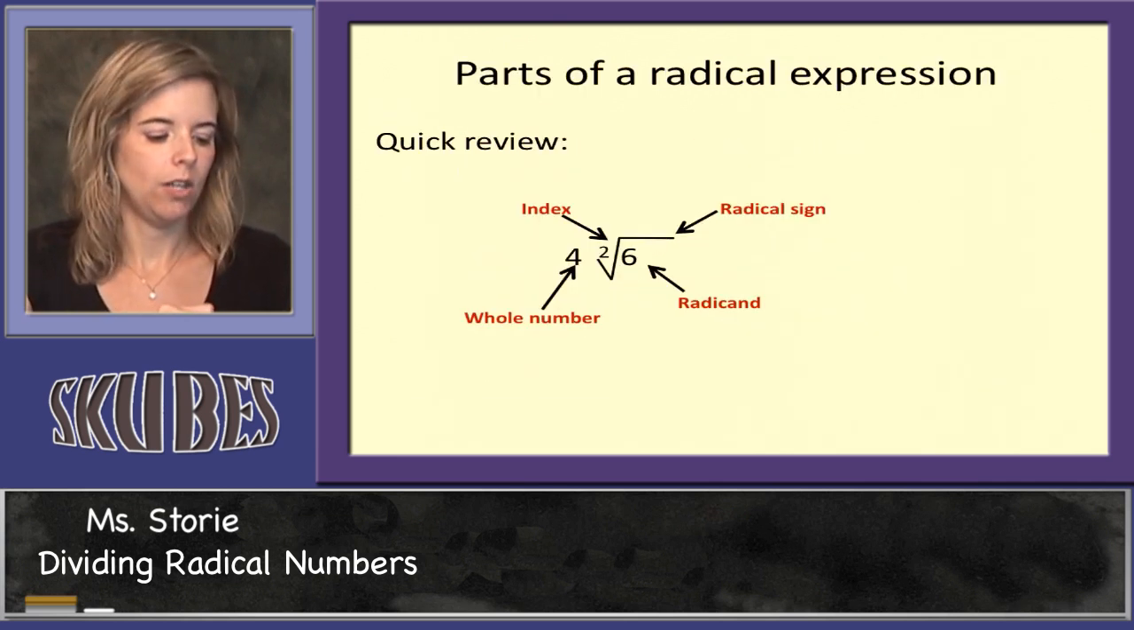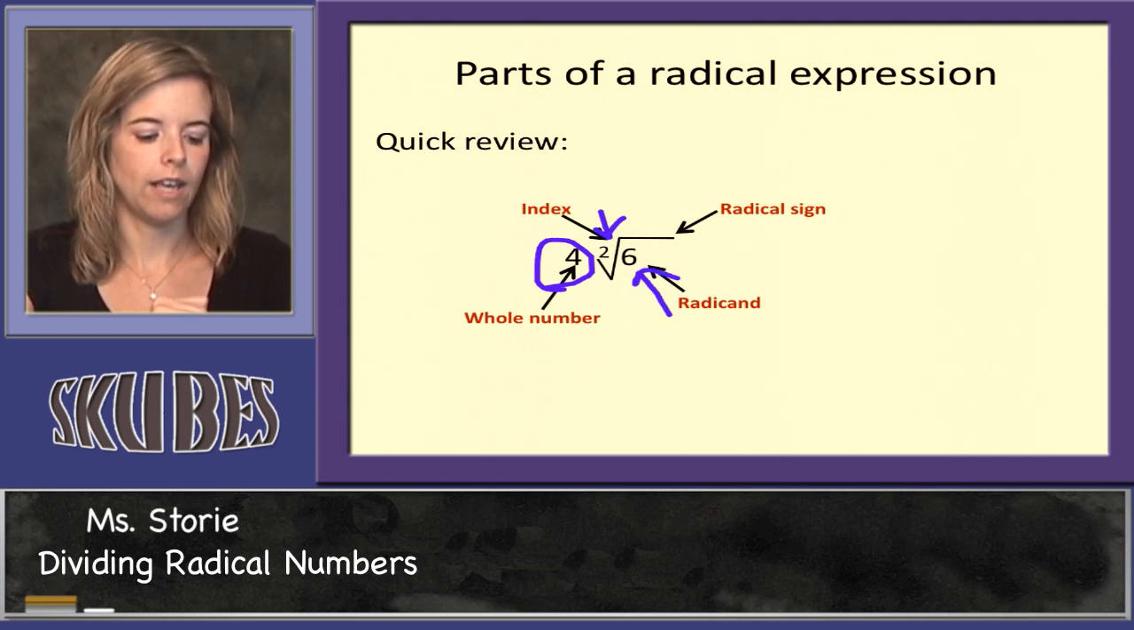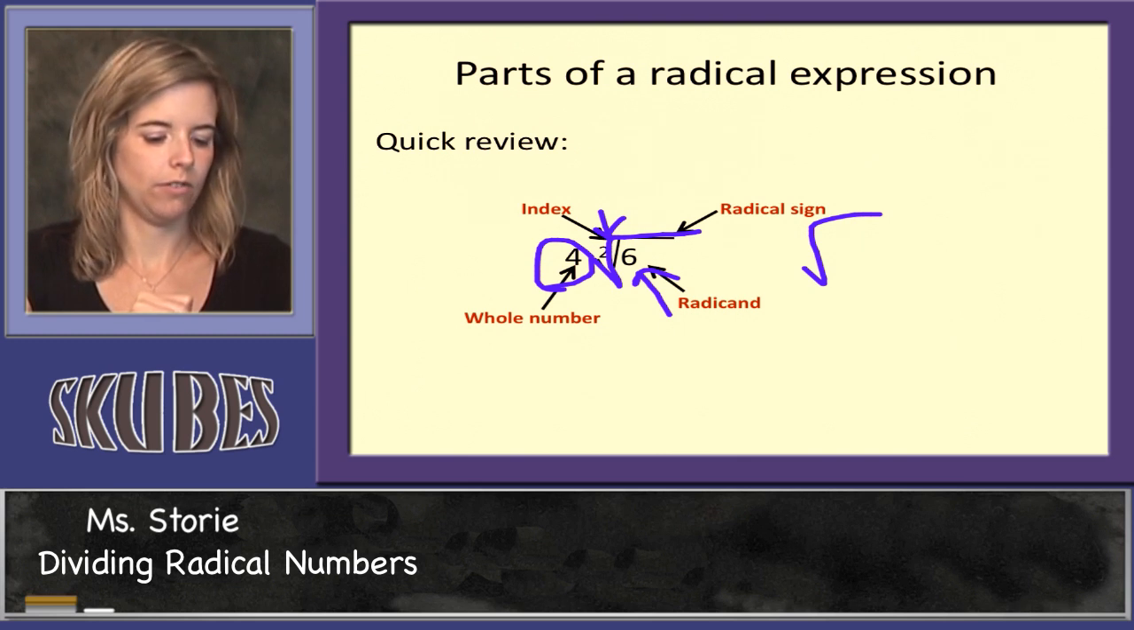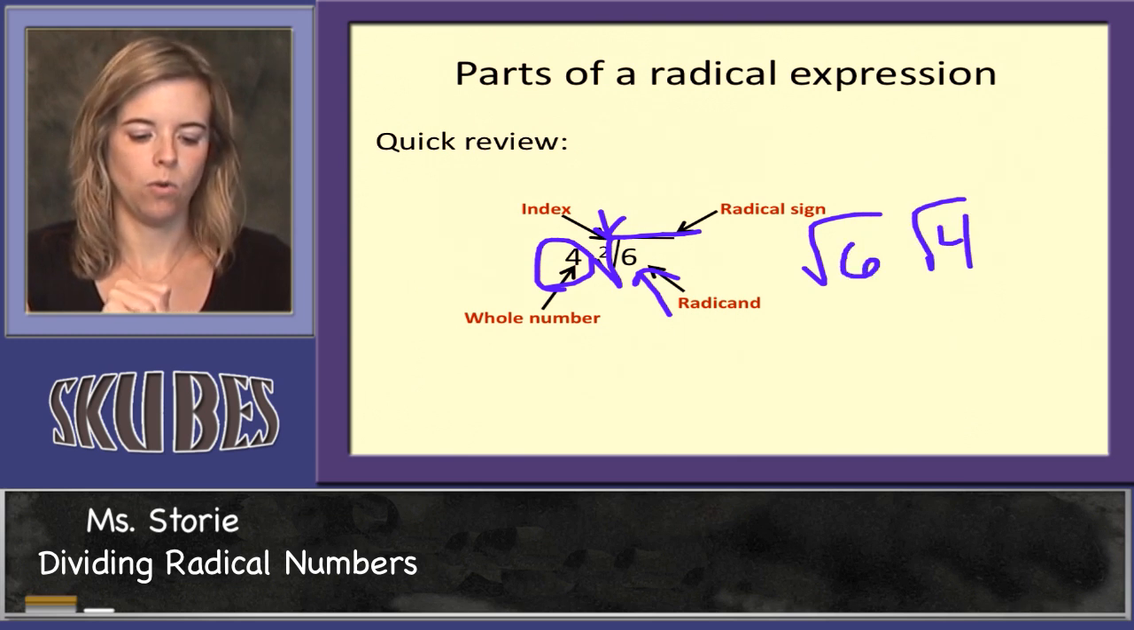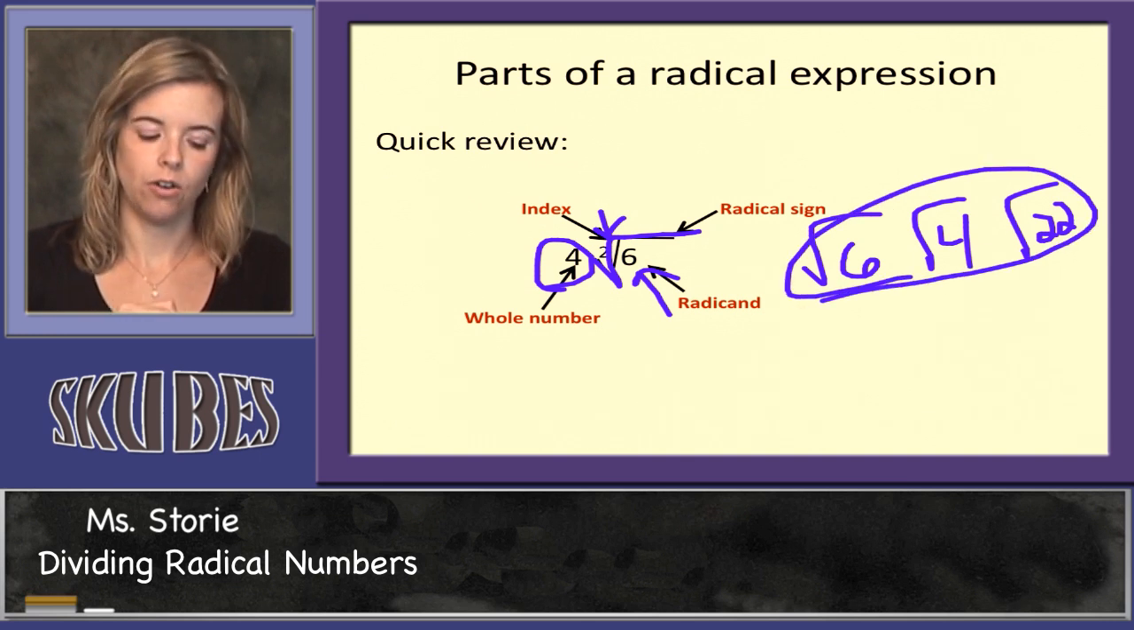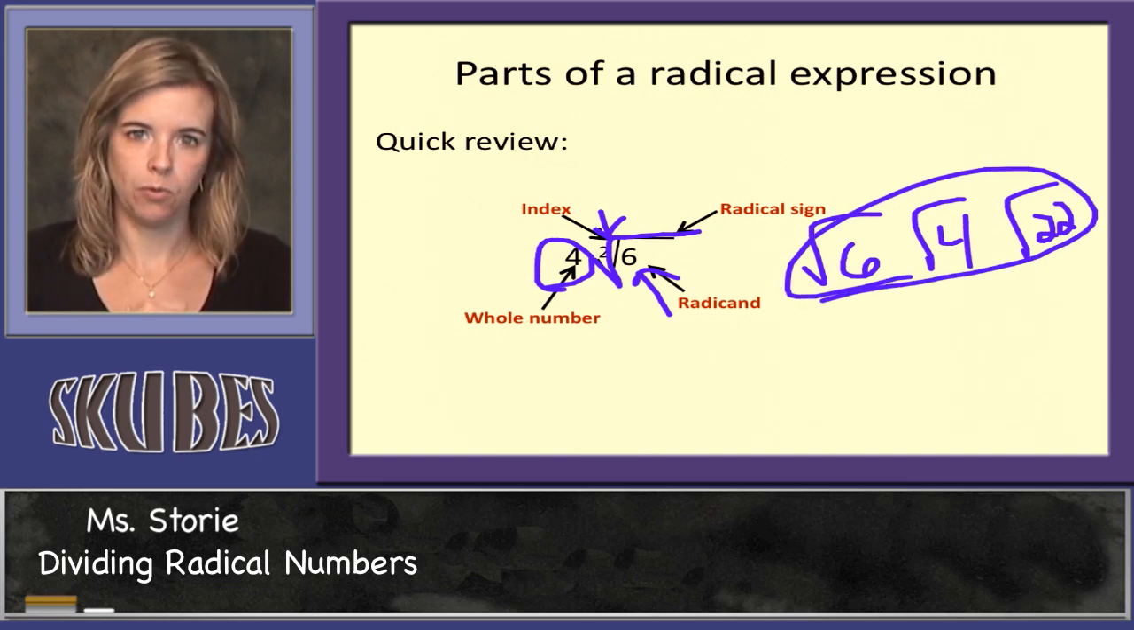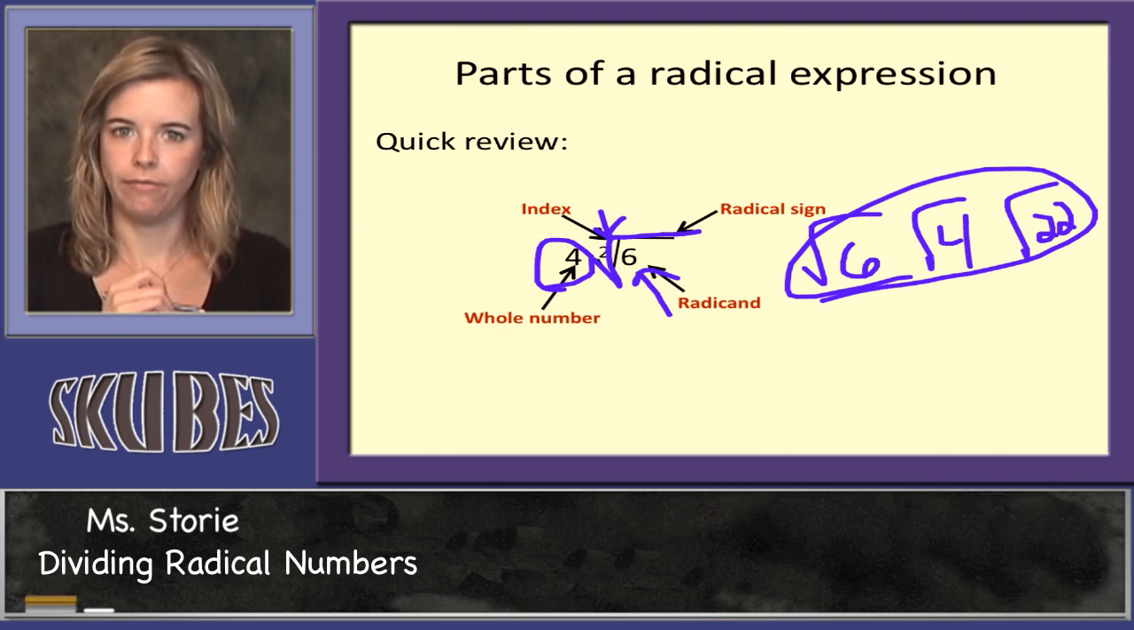So a quick review, you have a whole number here, your index is there. You've got a radicand and a radical sign. All the radicands, whatever they are, 6, 4, 22, those are all like terms to each other, and then whole numbers are separately like terms to other whole numbers. They can't combine.